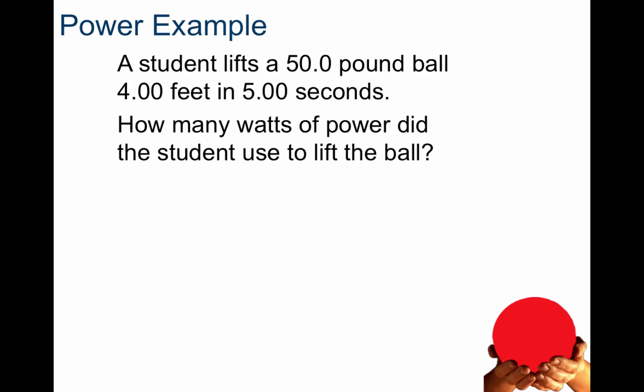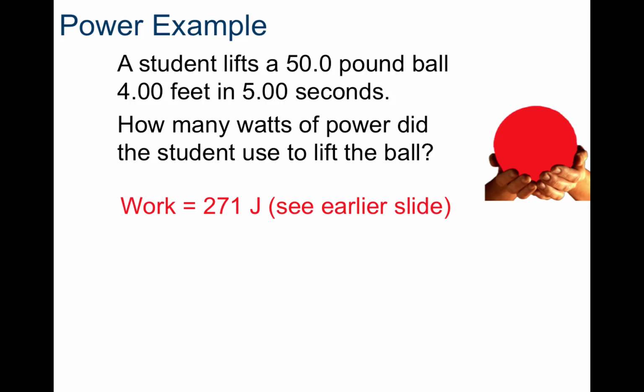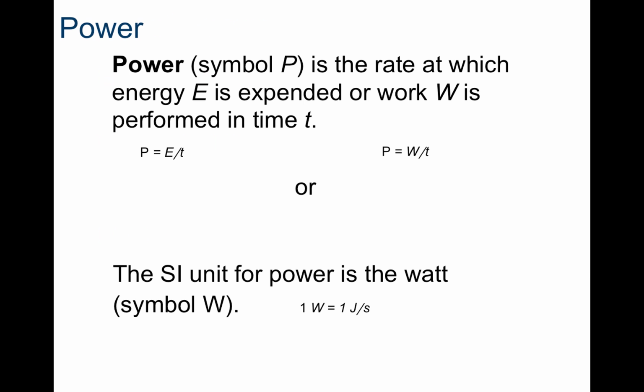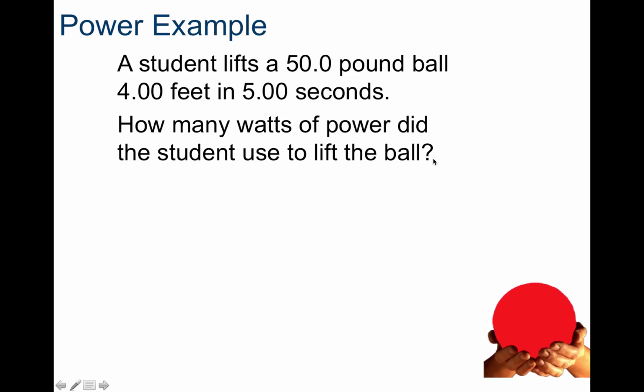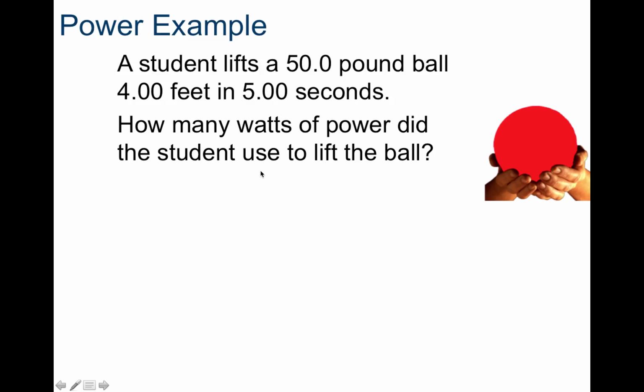A student lifts a 50-pound ball 4 feet in 5 seconds. So we already calculated the work done in joules. The work done in joules was about 271. That's what we got in the other slide. Now to calculate the power, what do you think you've got to do if you're going to use these formulas? Well, you already have the work, which is 271 joules, and we have the time, 5 seconds. So we just divide the two.